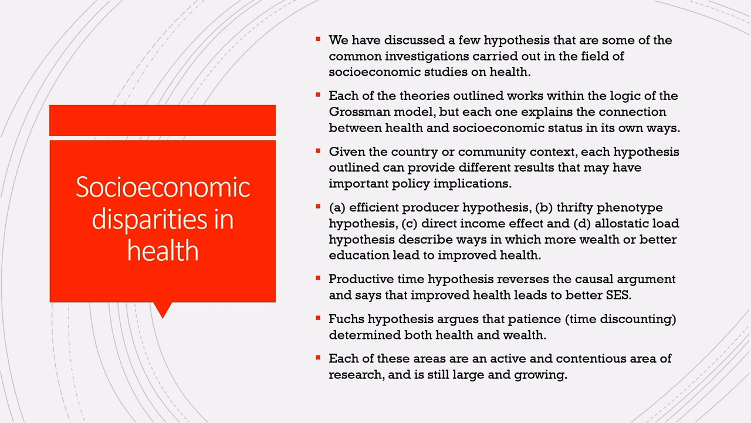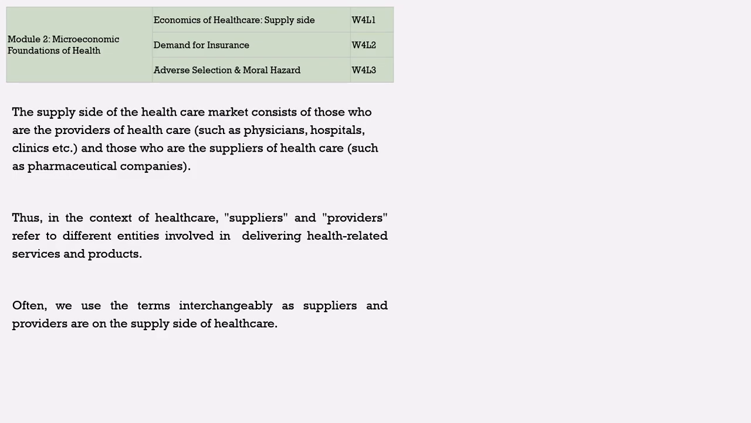Similarly, we discussed the Fuchs hypothesis, which argued that patience or time discounting determined both health and wealth. So, for example, the patience required to invest in health or education can have important implications for productivity as a whole. And each of these areas we realize are an active and contentious area of research, and they are still growing and very large and can be used in the context of the different countries or regions that we work within.